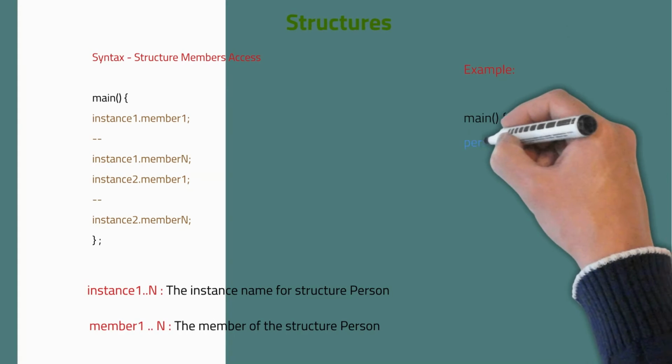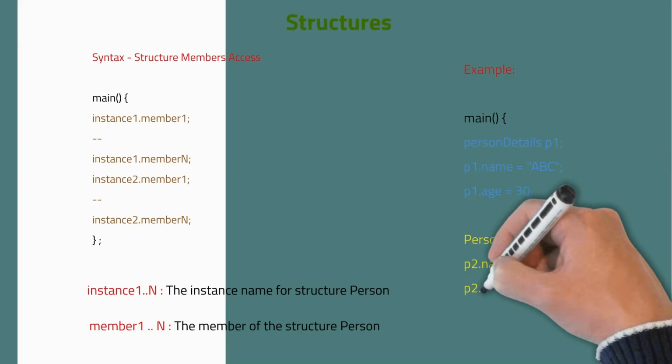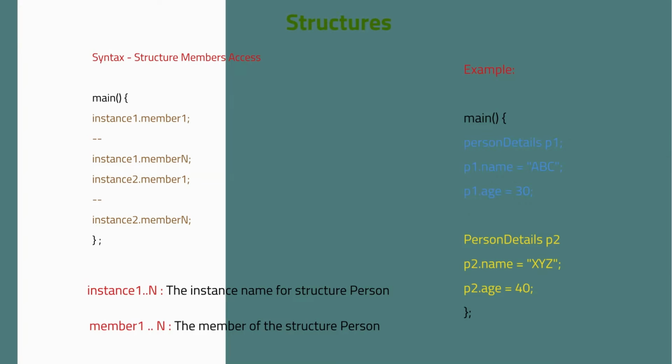For example, a person details instance is created as p1. To assign the values of the member variables of the structure, we can use the instance name p1, then the member variable name such as name or age, and assign the value to it using the assignment operator. Similarly, multiple instances can be created, and for each instance the values can be set in the structure.